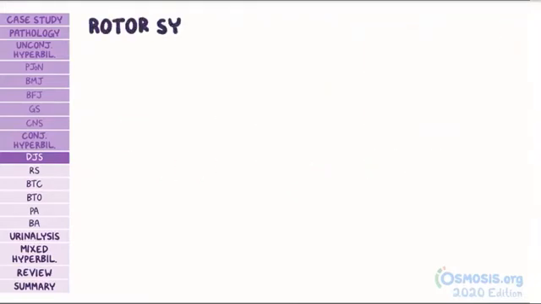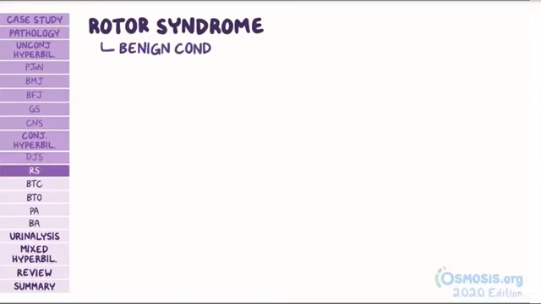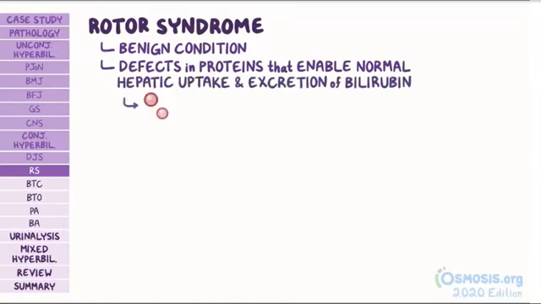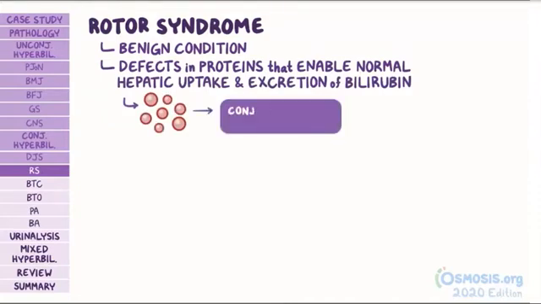Next, we have Rotor syndrome, which is another benign condition that's associated with numerous defects in proteins that enable normal hepatic uptake and excretion of bilirubin. The defective proteins lead to an accumulation of conjugated bilirubin and conjugated hyperbilirubinemia.